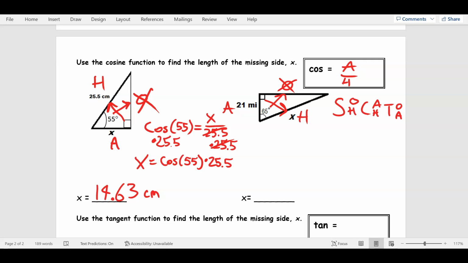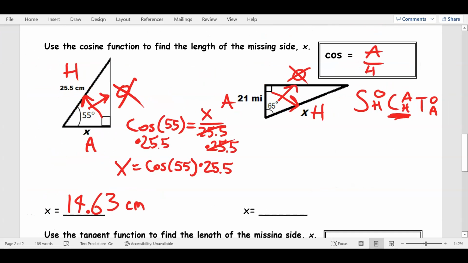On the next one, I already labeled it OHA, and if I only have A and H, I know that's going to be cosine. AH is CAH, C for cosine, okay? Let's go ahead and write that down. So cosine, what's my angle? So you put the trig, then the angle, then the equals, and then you have a fraction, A over H. So what goes on top? What's A? 21 over X.